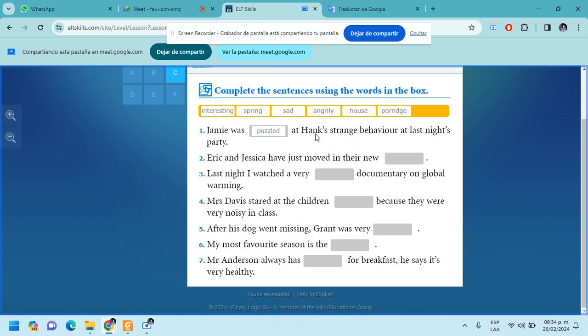Number two, Eric and Jessica have just moved in their new house. Have moved. Very good. Moved, remember, is mudarse. Have moved in the new house. Three, last night I watched a very interesting documentary on global warming.